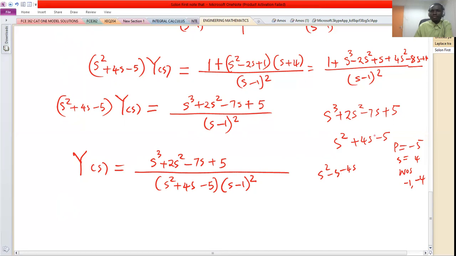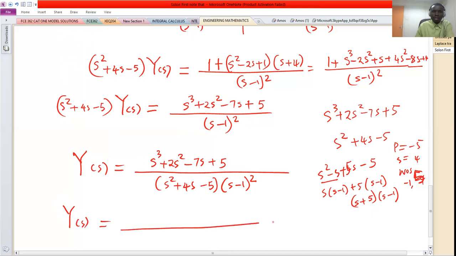So common here is s into s minus 1 plus 5 into s minus 1, so factors will be s plus 5 and s minus 1. So it tells us that y of s can be written as s plus 5 and then s minus 1, so this one, this and this one, be power 3. And then here we have s cubed plus 2s squared minus 7s and then plus 5.